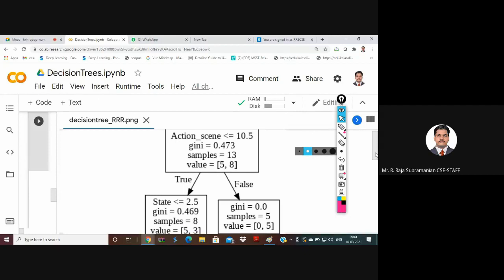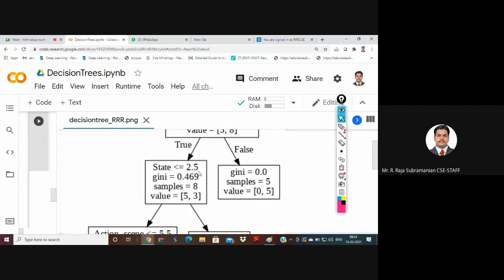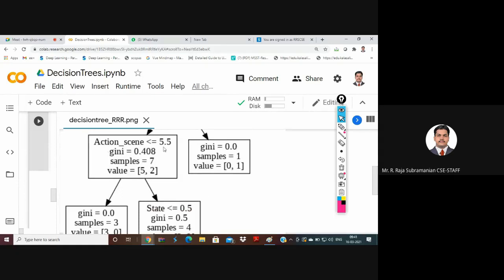Next, state. For state, 0 corresponds to AP, 1 corresponds to TN, 2 corresponds to Kerala, and 3 corresponds to Karnataka. So in almost AP, TN, and Kerala, we can say that it is going to be somewhat of a hit. So it is over here, and Gini is also higher here. And next we go down. Again, we have action scene to be taken into consideration. Action scene in that particular state can be less than or equal to 5.5, and that is the flop here. And here also again state.